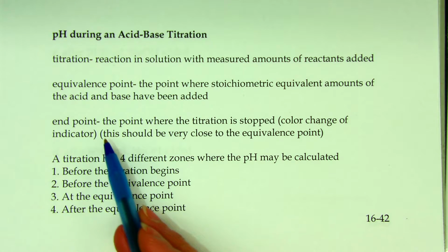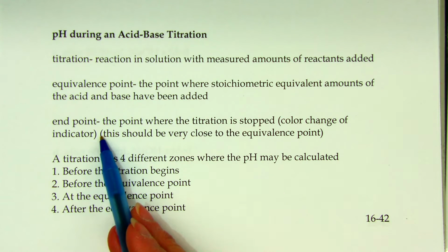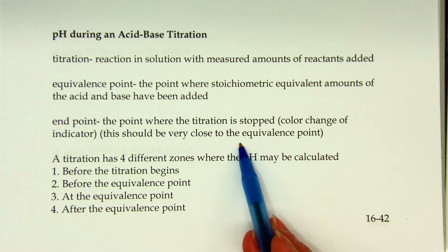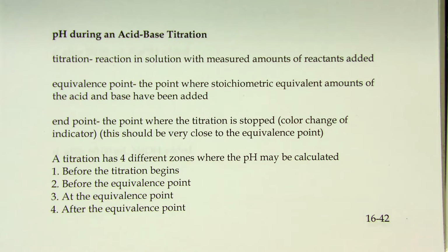So we stop at the end point. And we want the end point to be close to the equivalence point. Most of the time it is. And we have different indicators. They change colors at different pHs. So until now, we've just kind of thrown them in there and titrated. Now we're going to look at the calculations about why it is changing color and what's going on in my beaker.